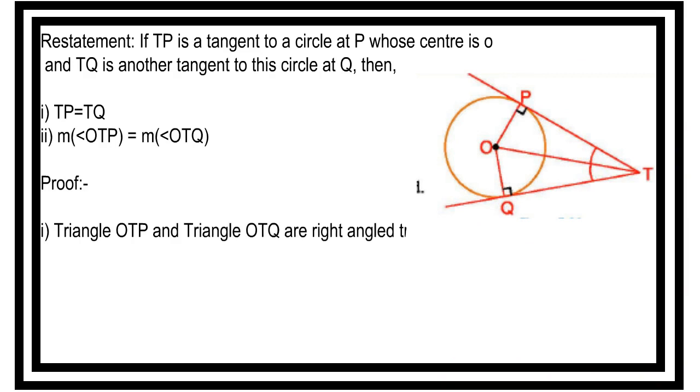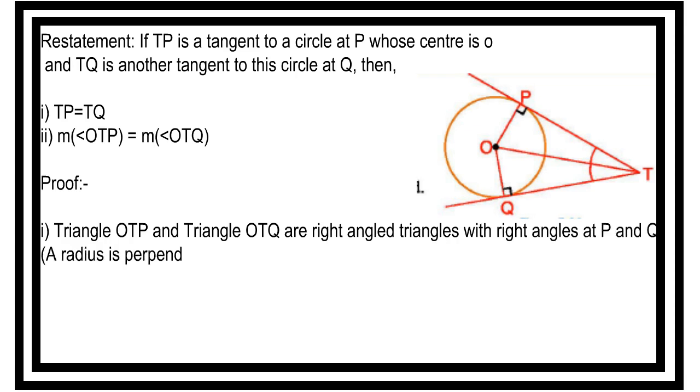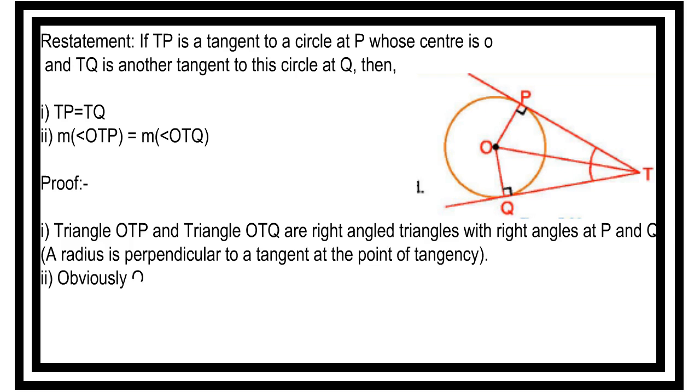Prove. 1. OTP and OTQ are right-angled triangles with right angles at P and Q, since a radius is perpendicular to a tangent at the point of tangency. 2. Obviously OT equals OT and OP equals OQ.